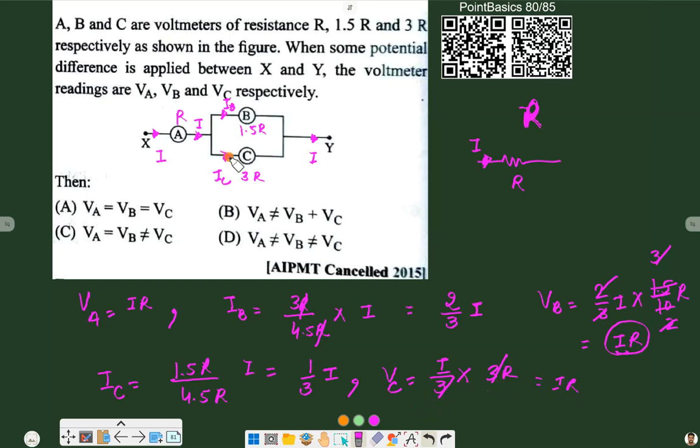So all of these voltmeters will give us equal value. So option A is the right answer. Moving to the next one.